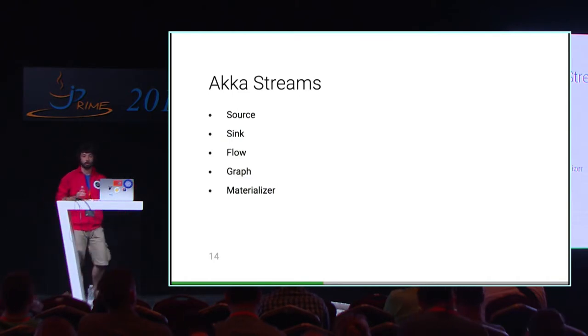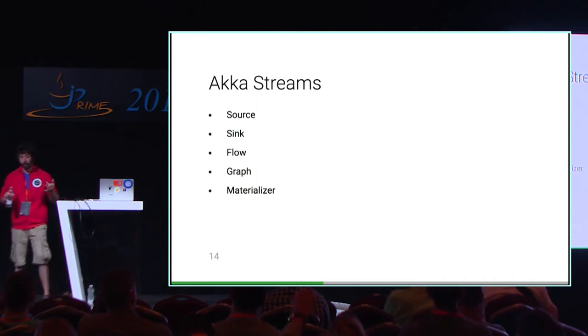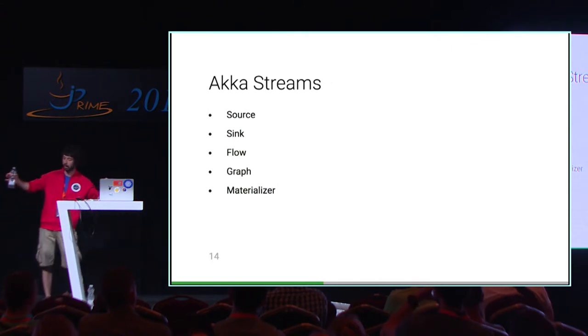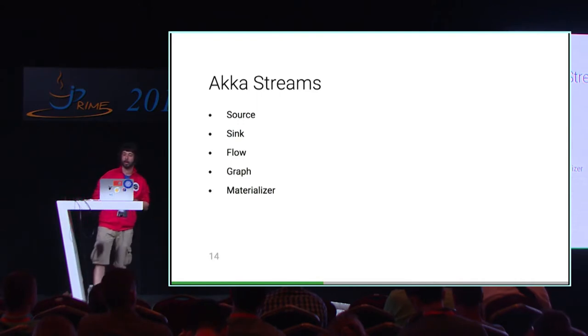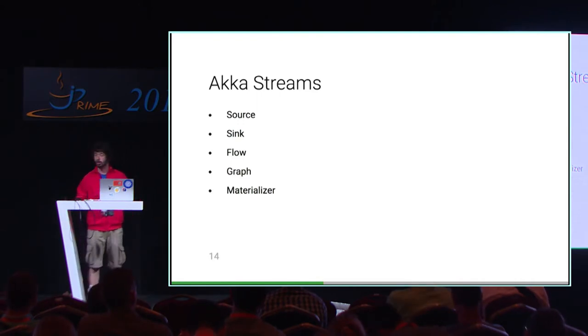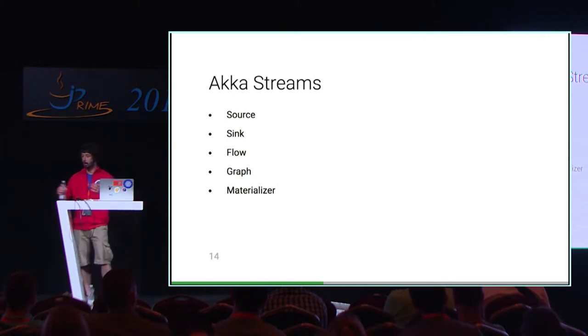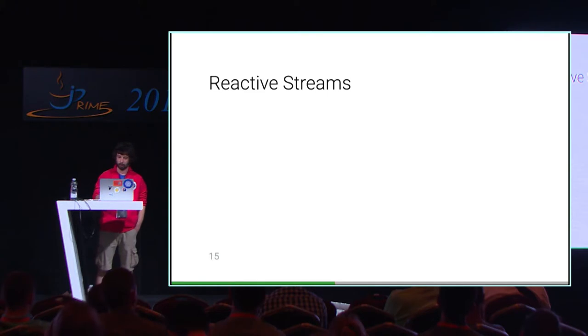They work with shapes. So you actually have a source which has no input but has an output. You have a sink, and you have a flow which has an input and an output, and those are essentially shapes. You have a closed shape, I believe that's what it's called, and that's actually a completed flow. So let's see, I will show some pictures a little bit later.